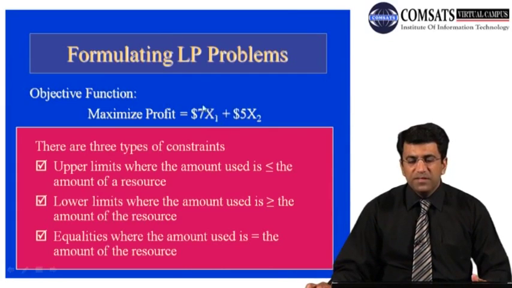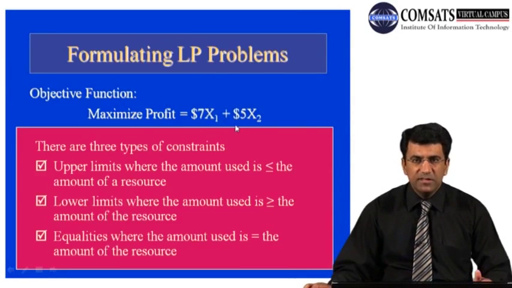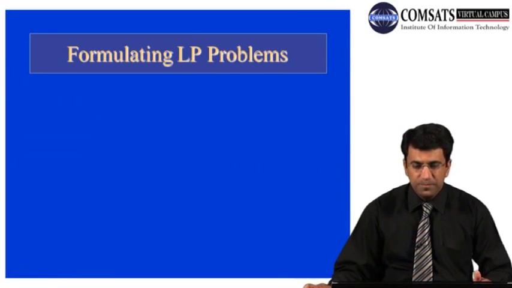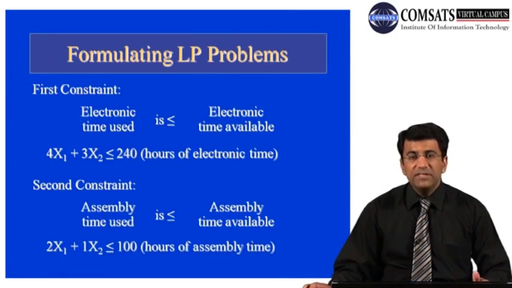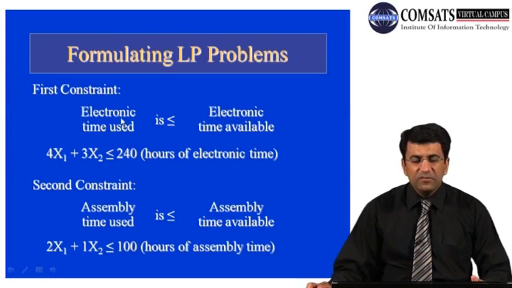We want to determine the value of x1 and the value of x2 through which this profit can be maximized. So this is what is required in this particular problem. As we discussed, the first constraint is the electronic time used. This electronic time used for both the products, product x1 and product x2, should be less than or equal to the electronics time available. Is it clear?